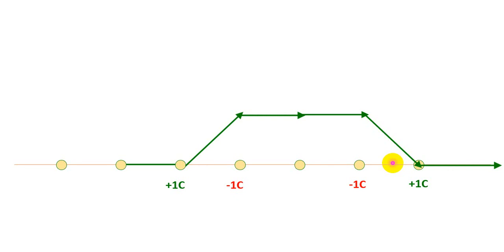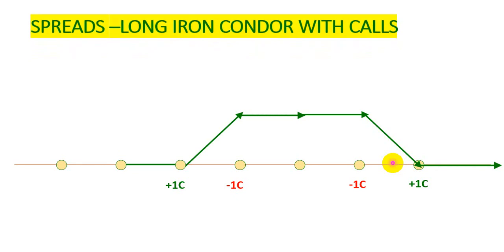You can give your own name. This spread is called a long condor with calls. What can you adjust here? This entire spread you can bring front, bring back. This spread width you can increase, decrease. This spread width you can increase, decrease. So you have 3 parameters, and you can make multiple combinations.